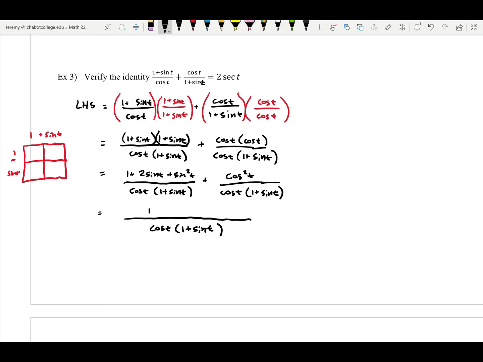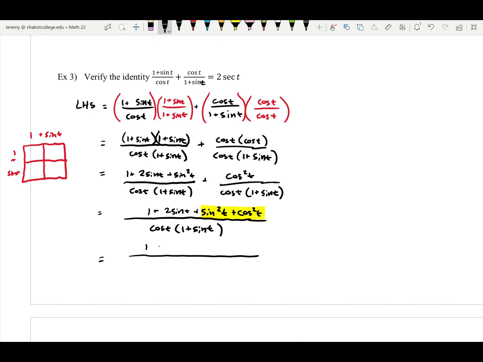And I get this 1 plus 2 sine t plus sine squared t plus cosine squared t. Okay, I am seeing a glimmer of hope in this problem. Maybe you recognize this as well: sine squared t plus cosine squared t. I'm so happy whenever I see a sine squared plus a cosine squared show up in one of these problems, because that is just going to become a 1.